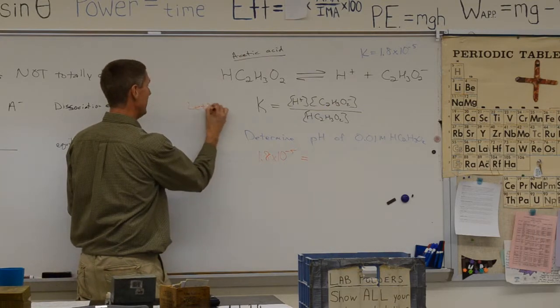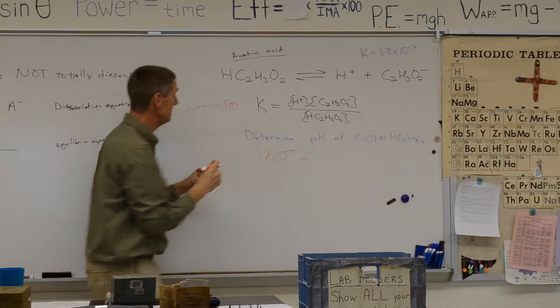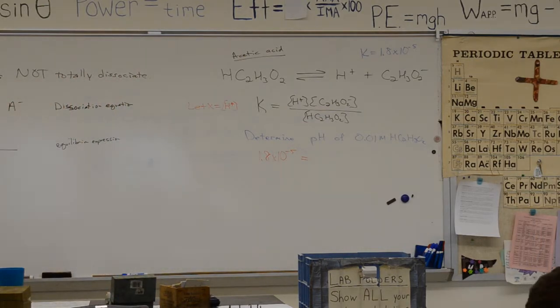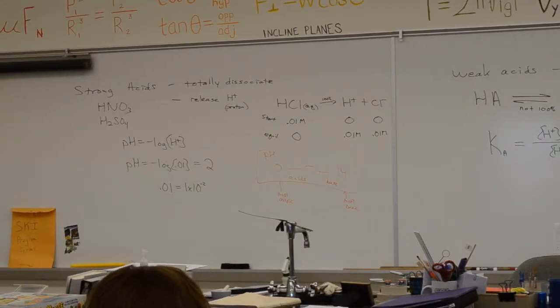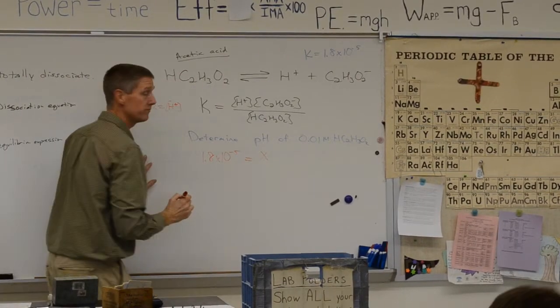So I'm going to let X equal the hydrogen concentration, because if I need to know the pH, I've got to know the hydrogen concentration, right? Because the pH is equal to the negative log of the hydrogen concentration. So that's really what I'm interested in. So for the H positive, I'm going to put X.